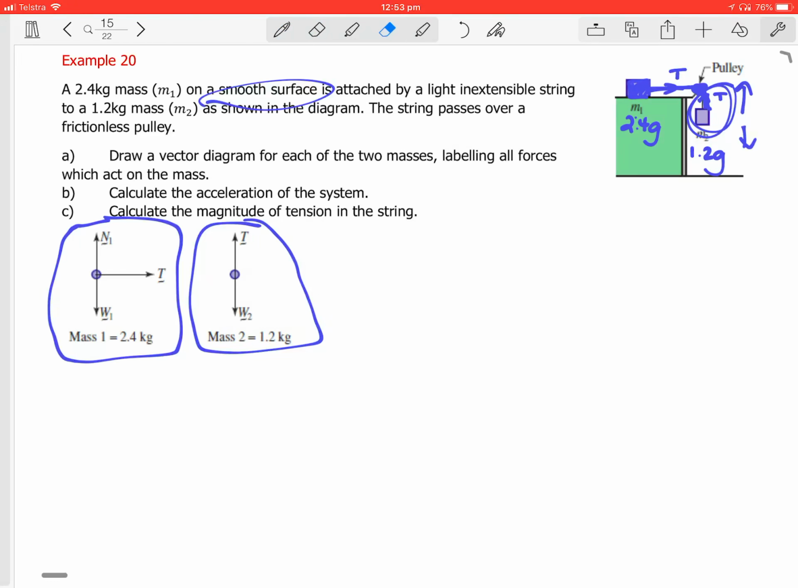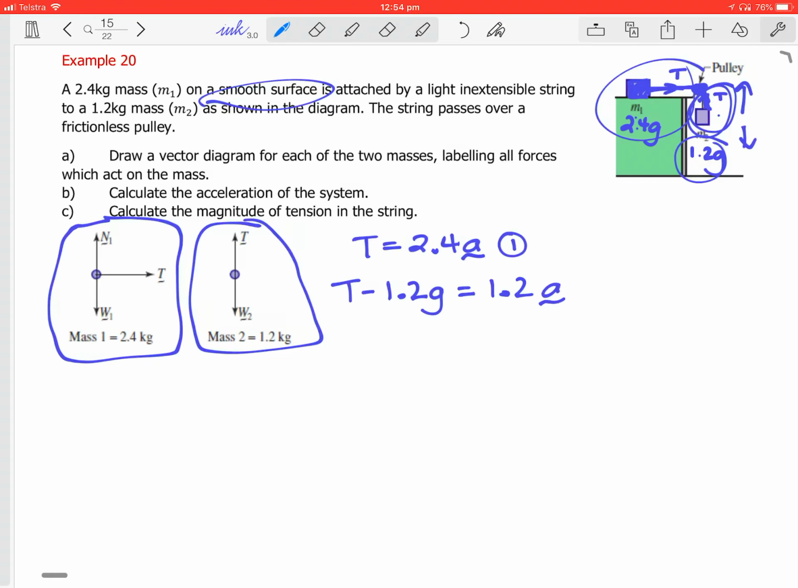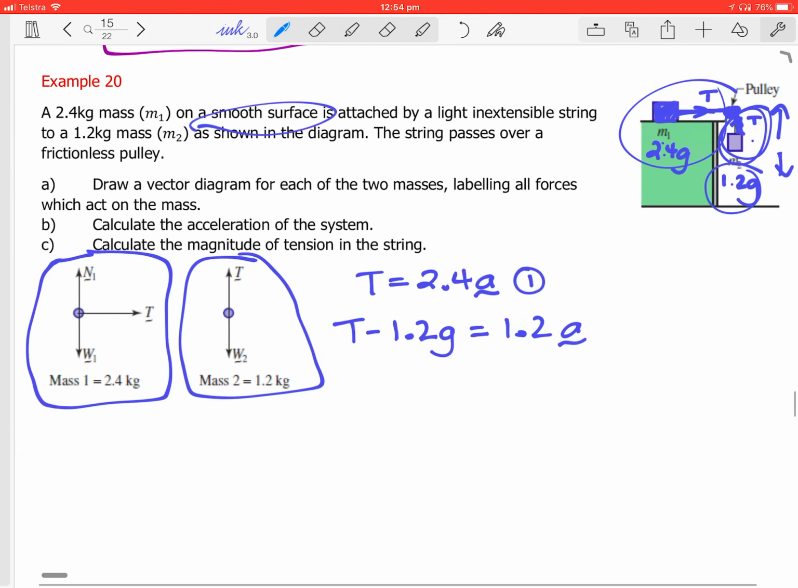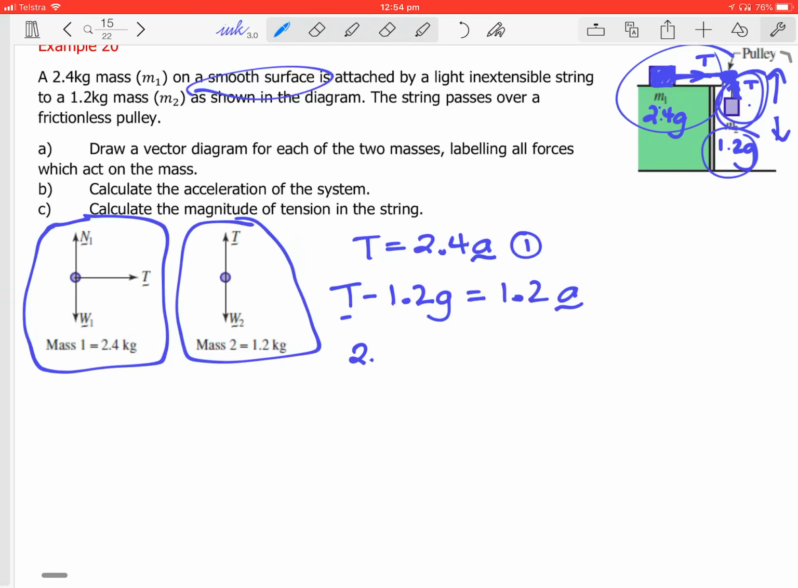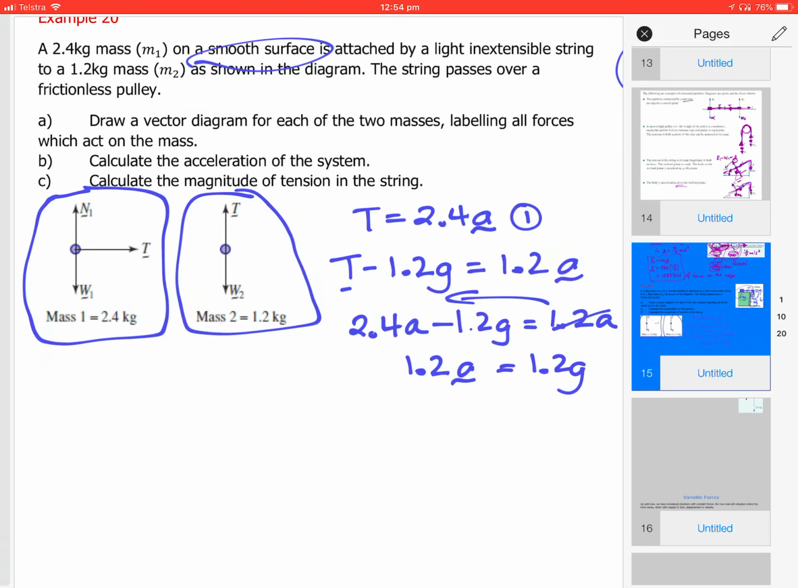Okay, so we've got this system here, which is T is equal to mass times acceleration, equation 1. Then our second one, our vertical forces, T minus 1.2g is equal to our mass, which is 1.2, times acceleration. Okay, so from here, let's replace T in here. So 2.4a minus 1.2g equals 1.2a. So then we get 1.2a, when I bring this over to the other side, is equal to 1.2g. So then a is equal to g.